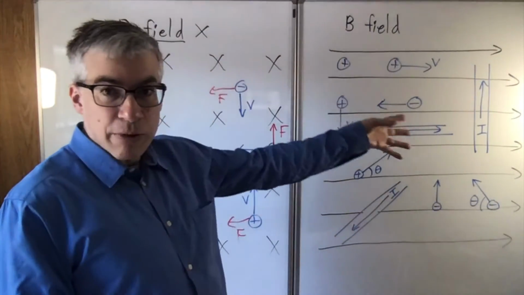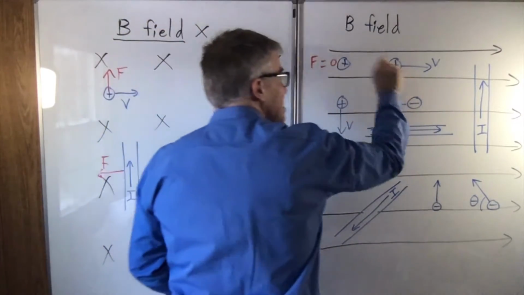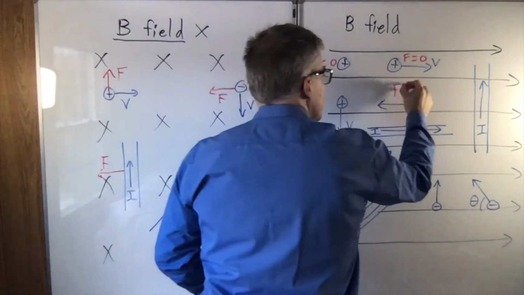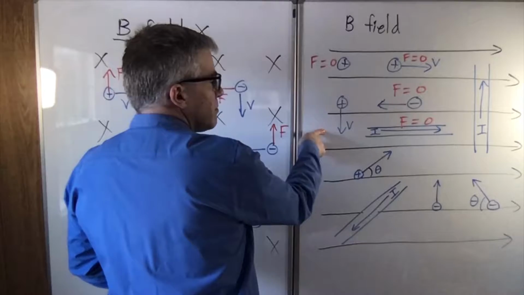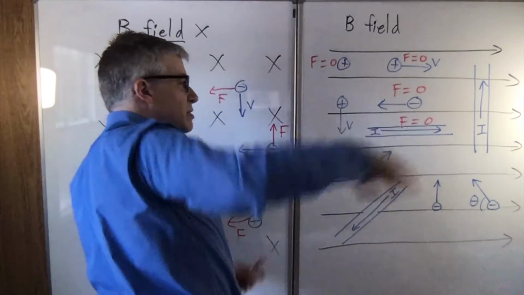Okay, second round. Magnetic field pointing to the right now. Velocity 0, force is 0. Velocity lined up with the B field. Force is 0. Velocity that way. Field is that way. Force is out of the board.